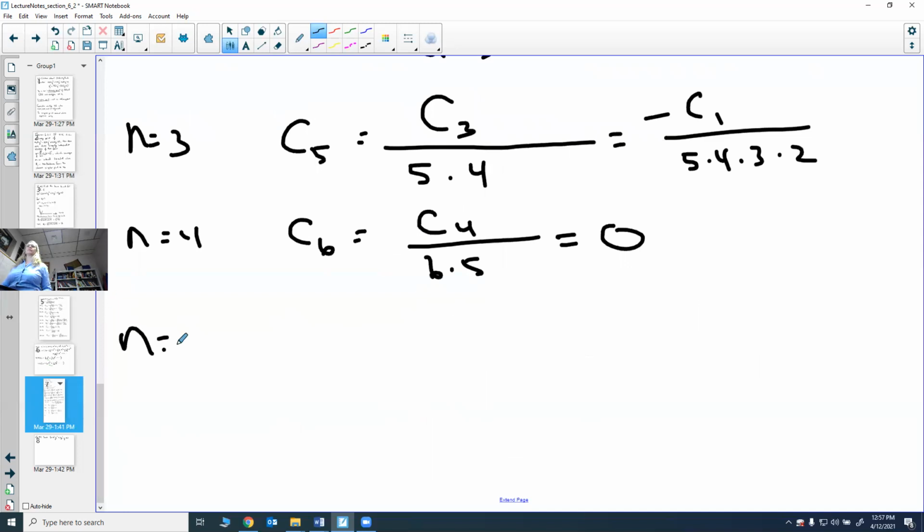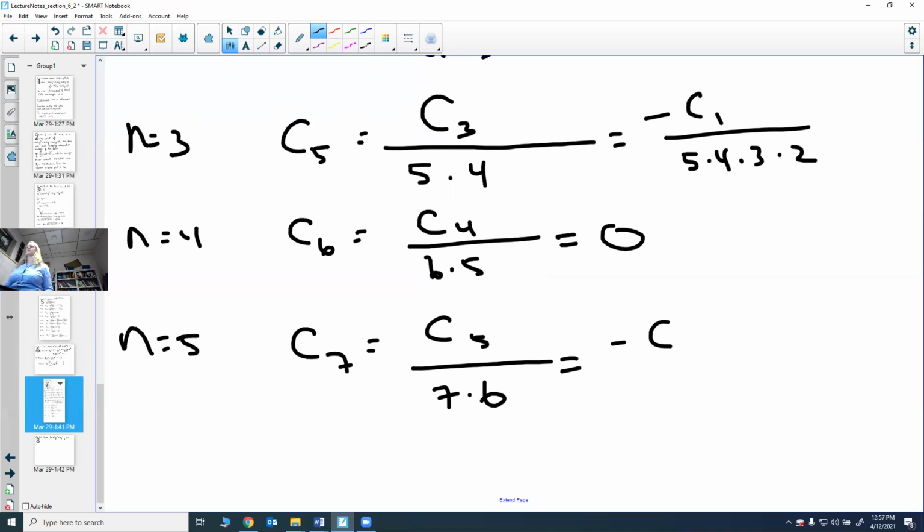Let's do n equals 5. That would be C sub 7, that would be C sub 5 over top of 7 times 6. So we know what C sub 5 is. We can find C sub 7, but we do know what C sub 5 is. It's negative C sub 1 over 5 times 4 times 3 times 2. So we have 7 times 6 times 5 times 4 times 3 times 2. We can keep this going if we wanted to.